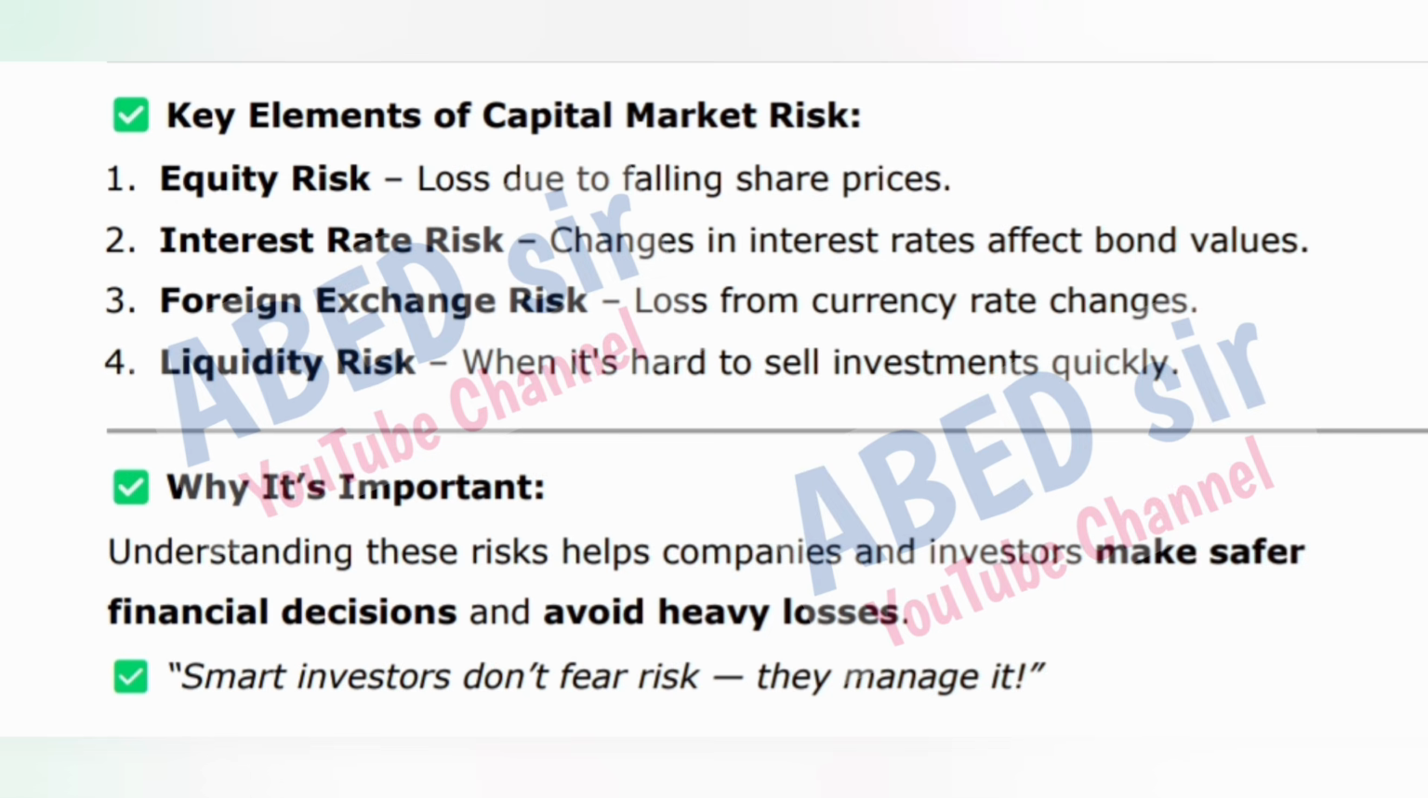Key elements of capital market risk. 1. Equity risk, loss due to falling share prices. 2. Interest rate risk, changes in interest rates affect bond values. 3. Foreign exchange risk, loss from currency rate changes. 4. Liquidity risk, when it's hard to sell investments quickly. Why it's important? Understanding these risks helps companies and investors make safer financial decisions and avoid heavy losses. Smart investors don't fear risk, they manage it.